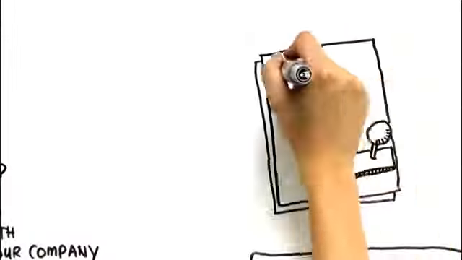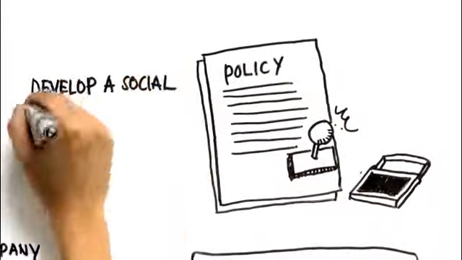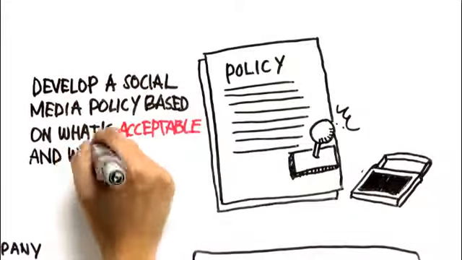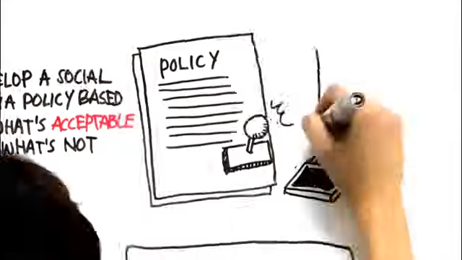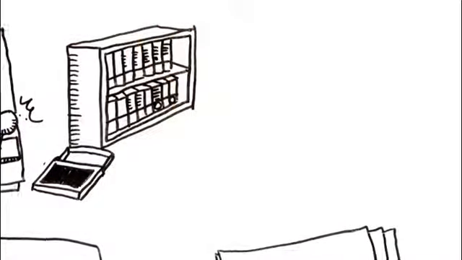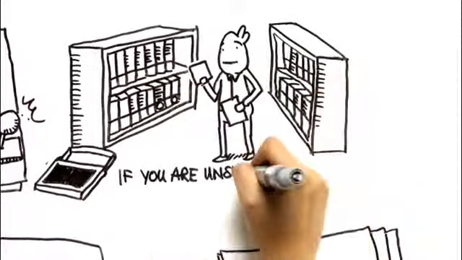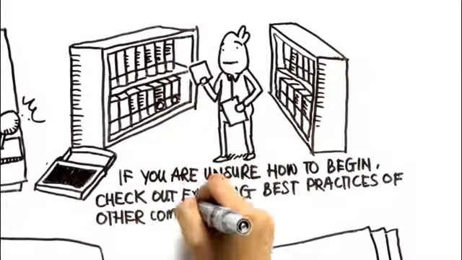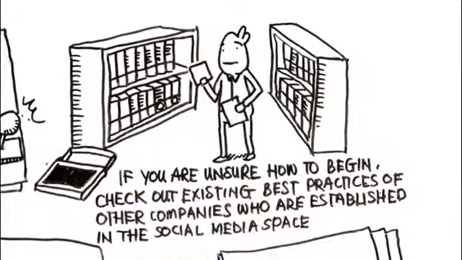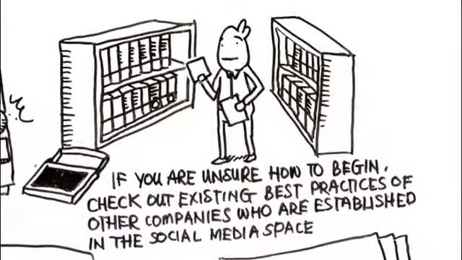Following on from the engagement framework, develop a social media policy based on what's acceptable and what's not, and prevailing company policies around confidentiality and transparency. If you're unsure how to begin, check out existing best practices of other companies who are established in the social media space.